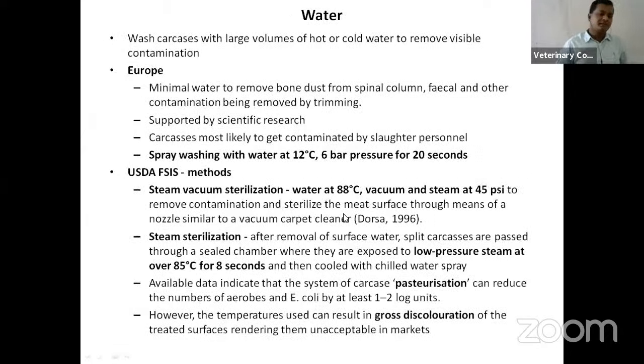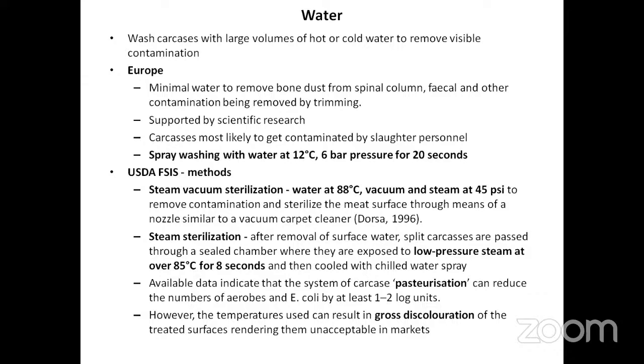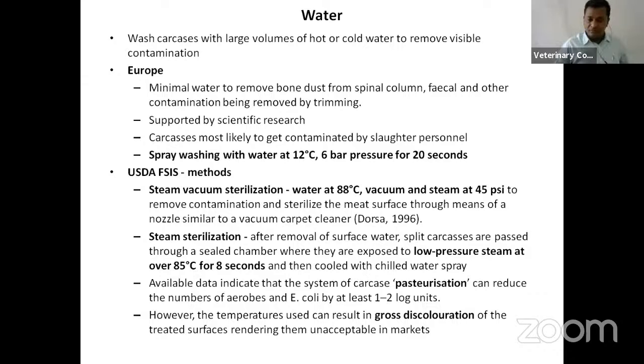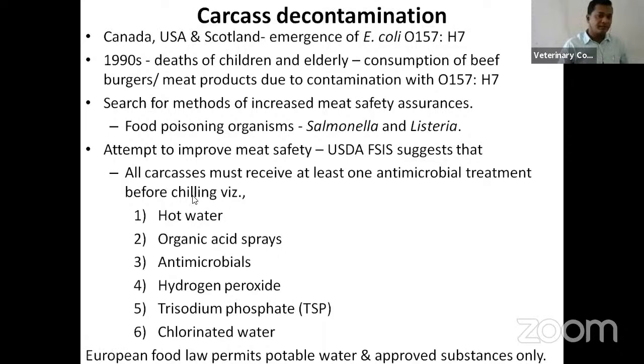Let us discuss the science behind using water. Now everything is over: stunning, bleeding, evisceration, deskinning or scalding, all those things are over. The carcass has to be decontaminated prior to chilling. These are the agents, and in some countries these regulations are country specific. In the USA, the USDA FSIS suggests that the carcass has to be subjected to one of these 6 treatments.